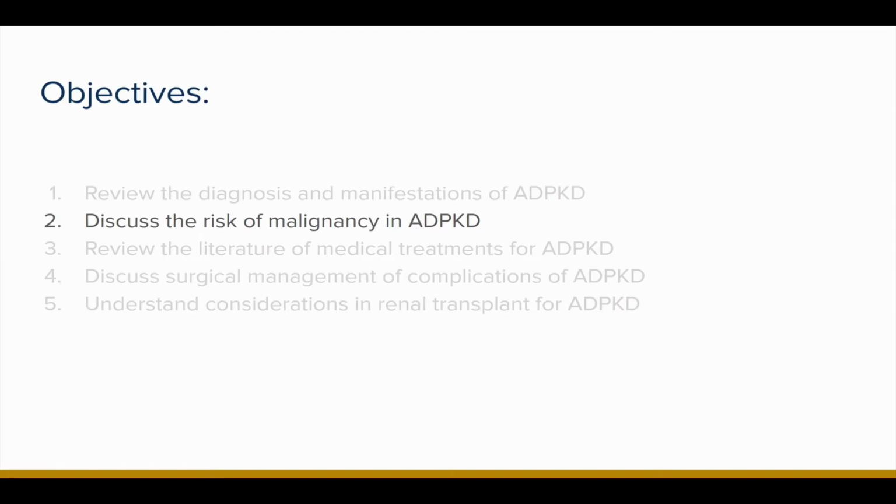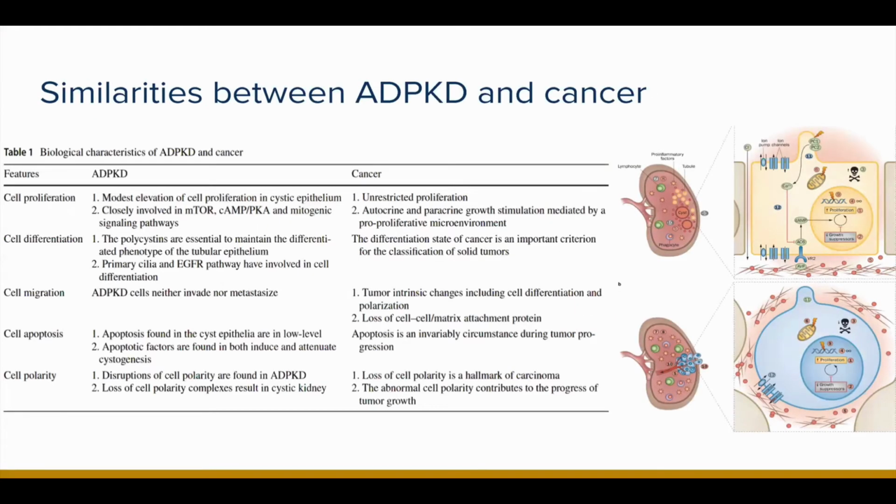So moving on to our next objective, I would like to discuss some of the literature around the risk of malignancy in polycystic kidney disease. There's been an interesting review which draws similarities between the disorder and cancer based upon some of the hallmarks of cancer, particularly the abnormal proliferation of cells that's closely involved with the mTOR cyclic AMP pathways within these cells. However, polycystic kidney disease cells do not tend to have a characteristic of migration, which would be a characteristic of cancer with metastases.